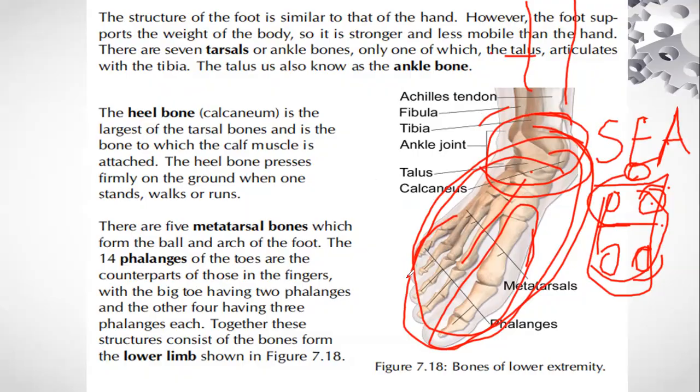Calf muscles, of course, are very important to exercise, especially your calves. And you notice that people that cycle have huge calf muscles because you're always exercising them, and they're very well defined as well. The heel bone presses firmly on the ground when one stands, walks, or runs. So this is the heel bone here at the bottom.